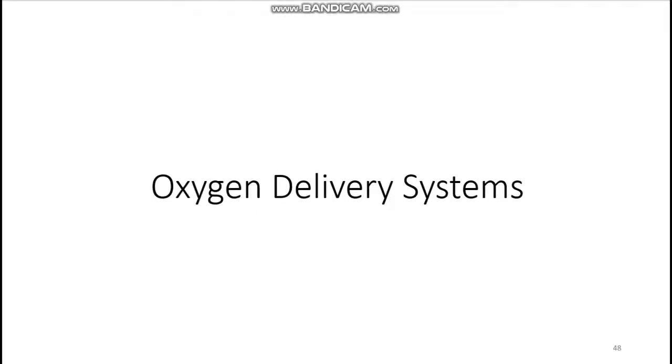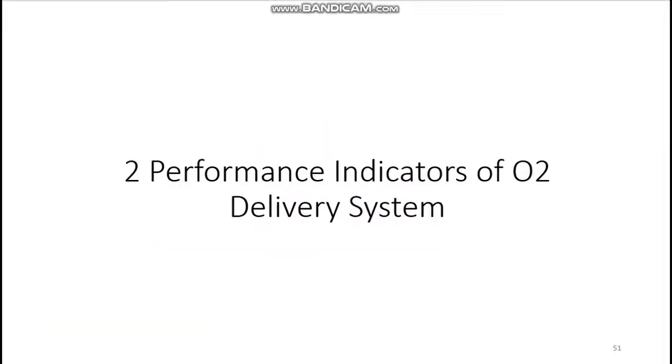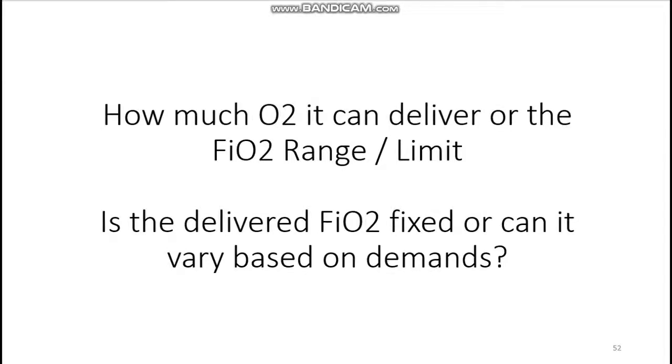Lab time. Oxygen delivery systems. 3 basic designs: low flow, reservoir, high flow. 2 performance indicators of oxygen delivery system. One is how much oxygen it can deliver, or the fractional inspiration of oxygen range and or limit. And 2 is the delivered fractional inspiration of oxygen. Fixed, or can it vary based on demands?